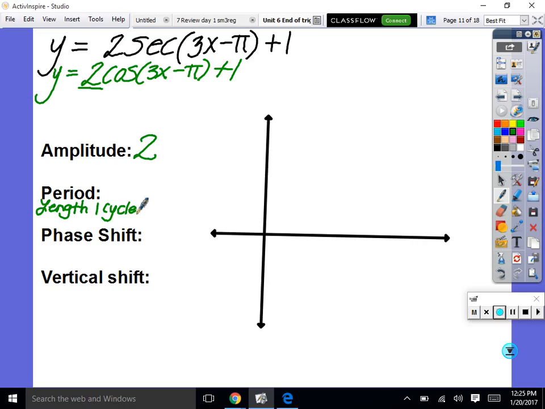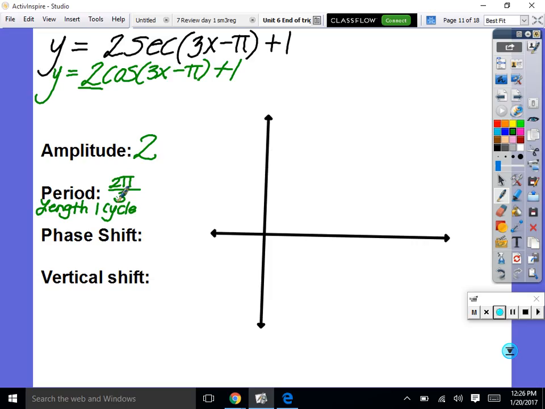Our physical length of one cycle, for cosine, is 2 pi divided by b. Now remember, b is what's in front of x. So 2 pi divided by 3, 2 pi thirds. So the length from the start to the end of one cycle will be a length of 2 pi thirds. Okay?